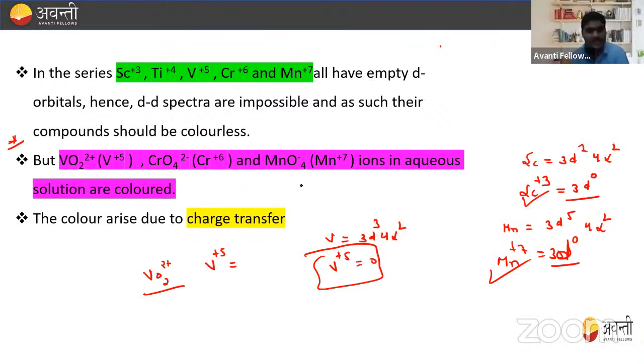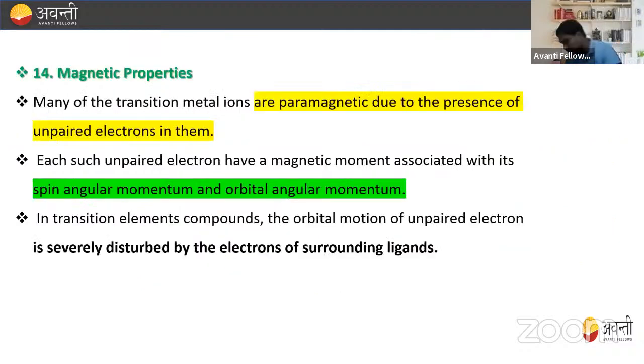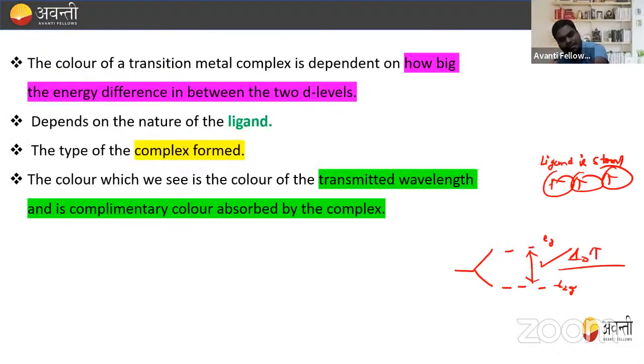So how are they colored? The color arises due to charge transfer. Always remember this phenomenon: charge transfer. So the color arises in VO2 plus, CrO4 2-, MnO4 negative. In all of these, the charge transfer occurs, okay? And due to this, the color arises due to the charge transfer. So this is all about the color that we have already discussed in detail.